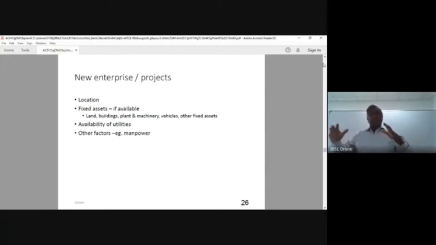So whatever the case, you have to inspect and collect the information. The new location: whether there are any fixed assets, if available, land, building, plant and machinery, vehicle, other fixed assets, availability of utilities, then other factors. In the case of labor-intensive projects, industry, then the manpower availability. These things you have to look at.